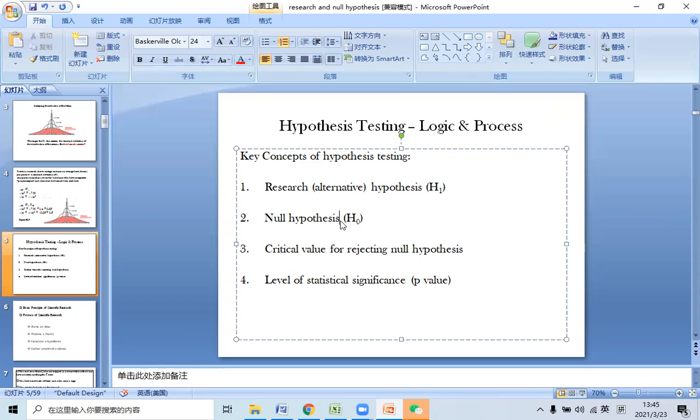Another concept is the null hypothesis. The null hypothesis is the opposite of the research or alternative hypothesis. The alternative hypothesis is sometimes written as H sub a. And let me copy this.